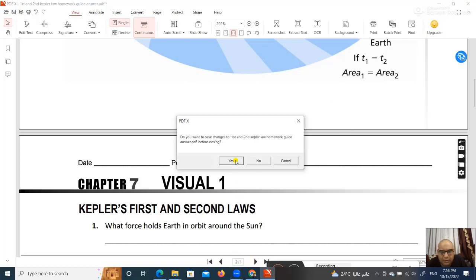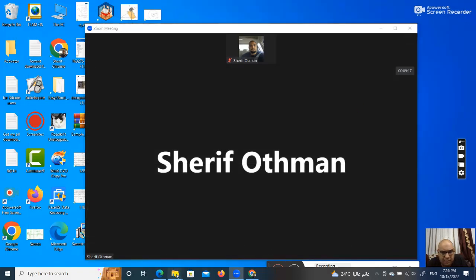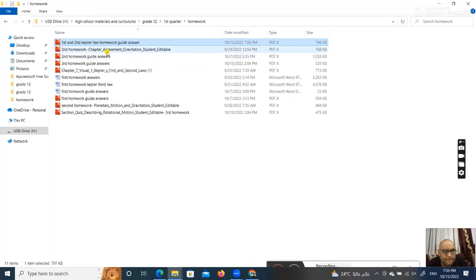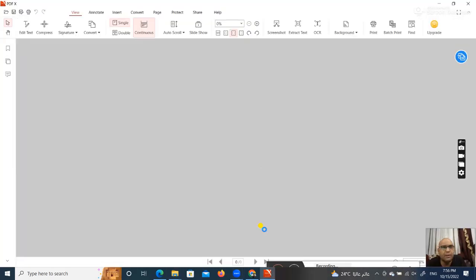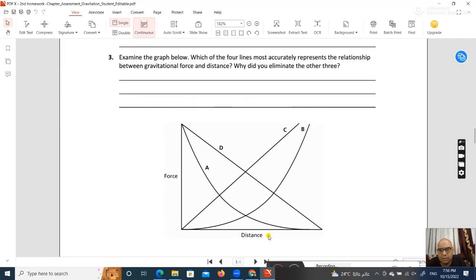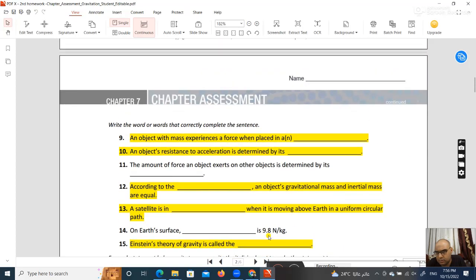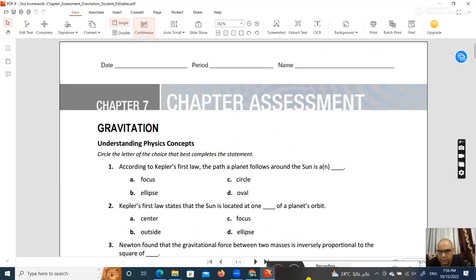Here's the second homework. Pay attention while solving it. It's a long homework, so you have to pay attention. Do it correctly also.